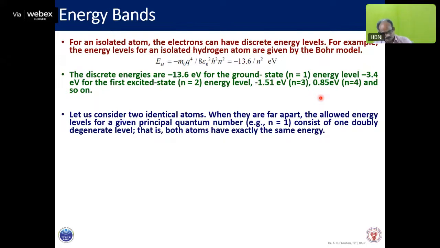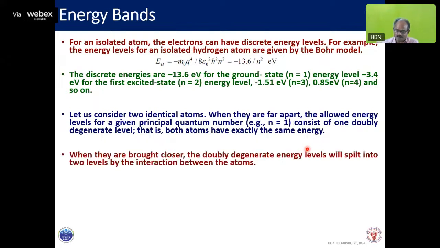So now what will happen when I try to bring two hydrogen atoms together? These levels, which were very unique, very discrete, at minus 13.6. When these atoms are very far, there is not a problem. As soon as they try to come together, what will happen when their wave functions start to overlap? Then the problem starts because of Pauli's exclusion principle.